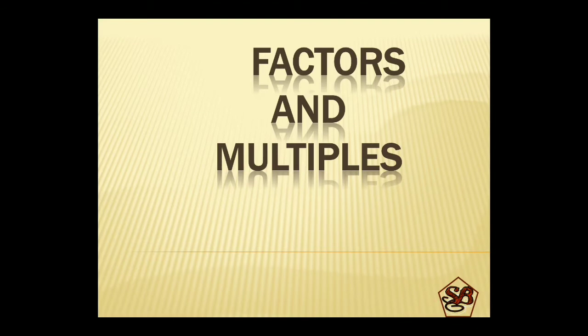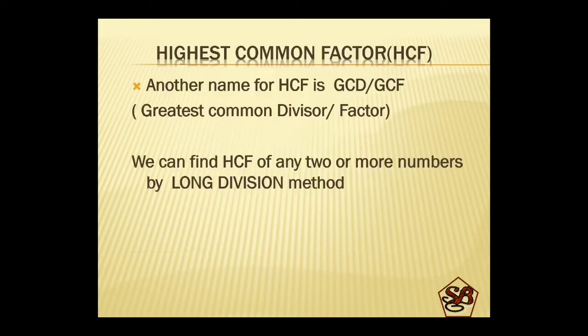In the chapter of factors and multiples, we have already discussed how to find factors and how to find multiples. Today we will discuss highest common factor and least common multiple and the relationship between the both.